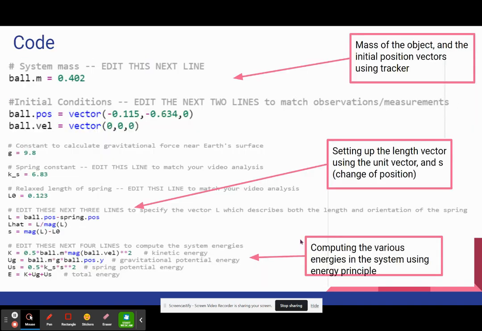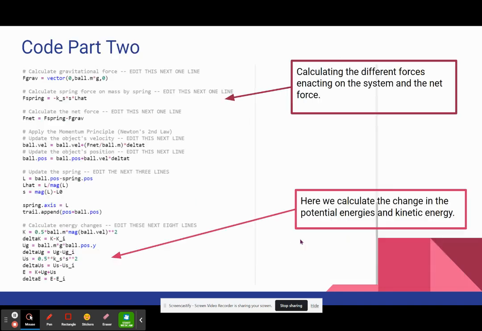So here's my code. For the initial part of the code, we just set up the initial conditions, so the mass of the object and initial position vectors using Tracker. We set up the length vector using the unit vector and S, which is the change of position. And then we compute the various energies in the system using the energy principle, particularly the initial energies, as I'll say later.